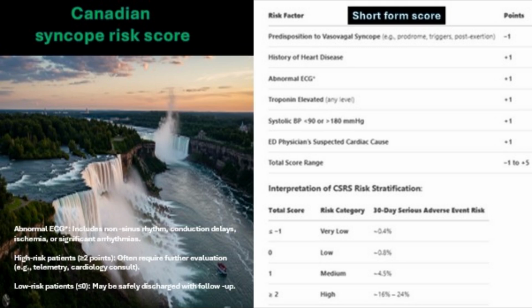The CSRS incorporates a broader range of factors, including cardiac biomarkers and the physician's clinical impression, potentially offering a more comprehensive risk assessment. However, the reliance on the emergency department physician's diagnosis introduces a degree of subjectivity. While the strong validation data supports its use in identifying low-risk patients who can likely be safely discharged, an external validation in Italy suggested that the CSRS was no better than physician gestalt in predicting outcomes.